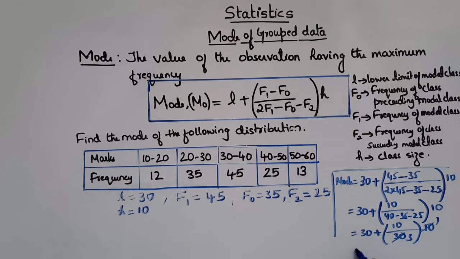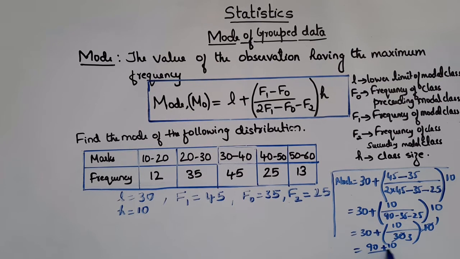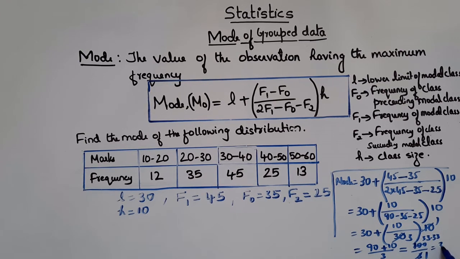So when you take LCM, 3 threes are 9, 90 plus 10 by 3, right, which is equal to 90 plus 10 is 100. So 100 by 3. So 3 ones are 3, 3 threes are 9, 1 carry. So 3 threes are 9, 33. So this will give you 33.33. So your mode is 33.33. So I hope you understood how to find mode for grouped data.